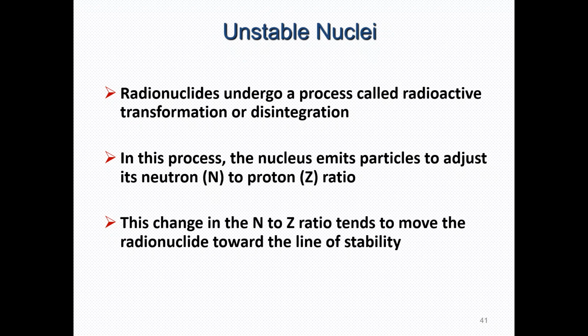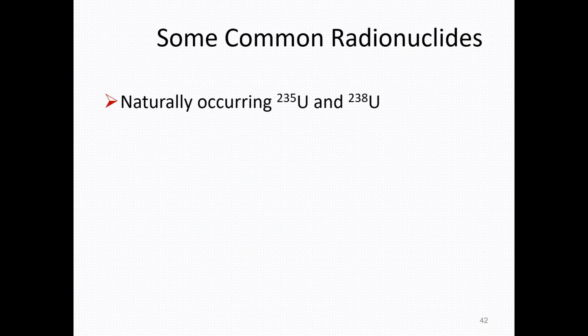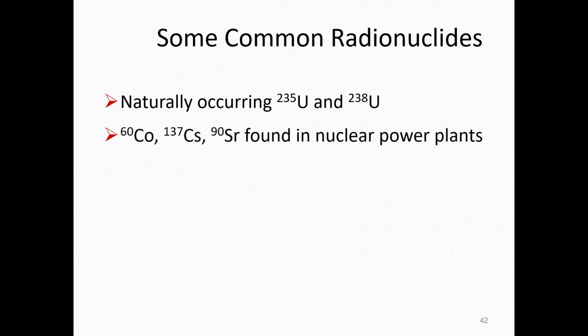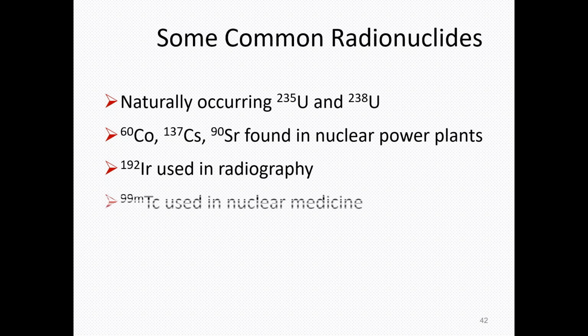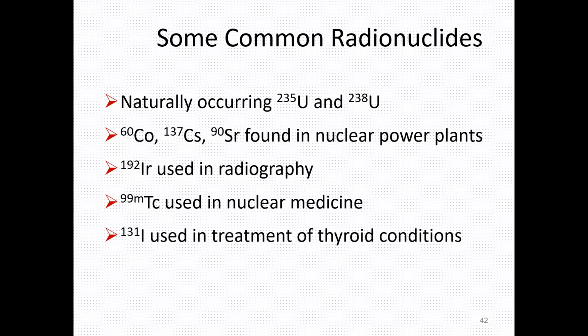Sometimes the number of neutrons increases relative to the number of protons, and sometimes the number of protons decreases relative to the number of neutrons. But this change in the neutron to proton ratio tends to move the radionuclides towards the line of stability. Some common radionuclides include naturally occurring uranium-235 and uranium-238, cobalt-60, cesium-137, strontium found in nuclear power plants, iridium used in radiography, technetium used in nuclear medicine, and iodine used in treatment of thyroid conditions. These are some commonly used radionuclides.